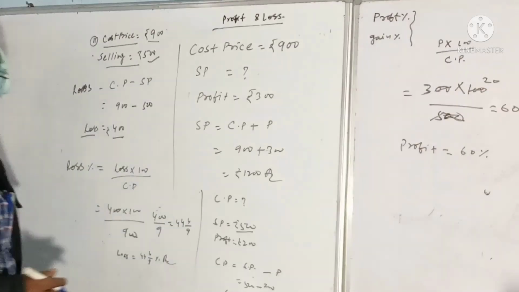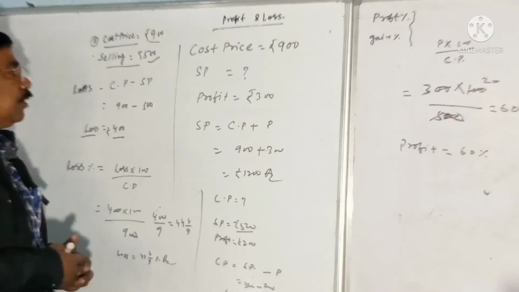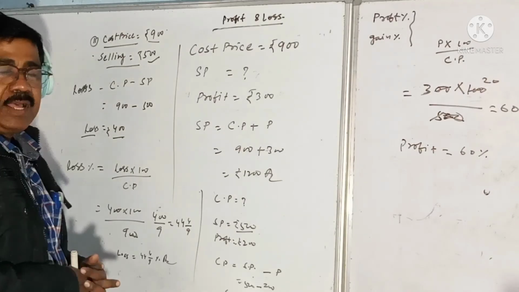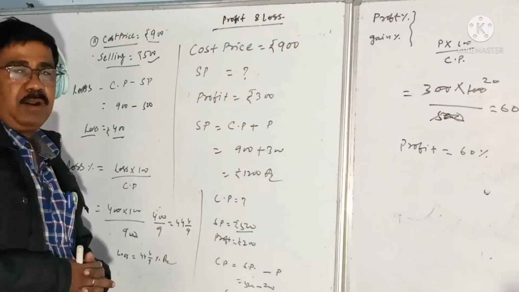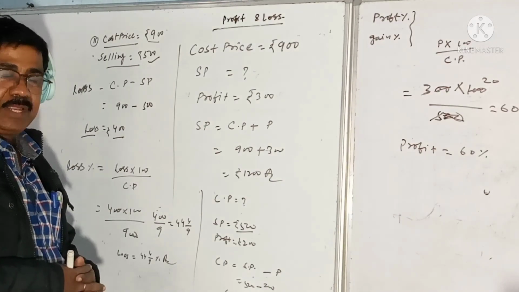It's clear how to know about selling price and how to know about cost price, how to know about loss and how to know about profit, how to know about loss percent and how to know about profit percent.